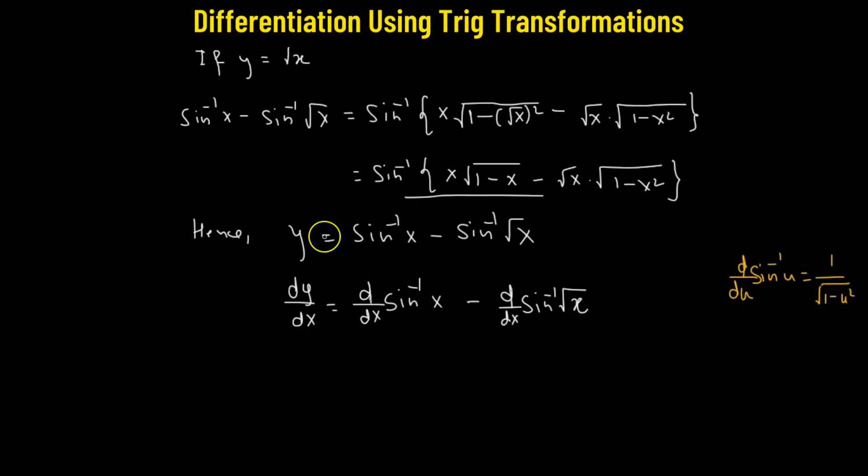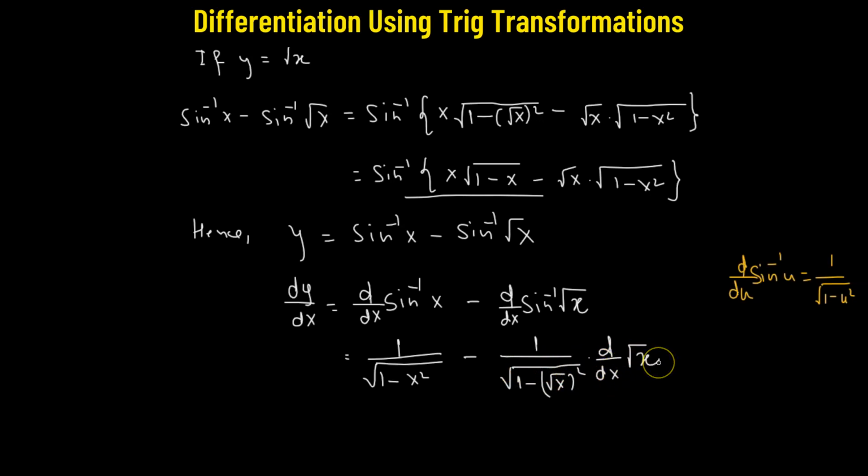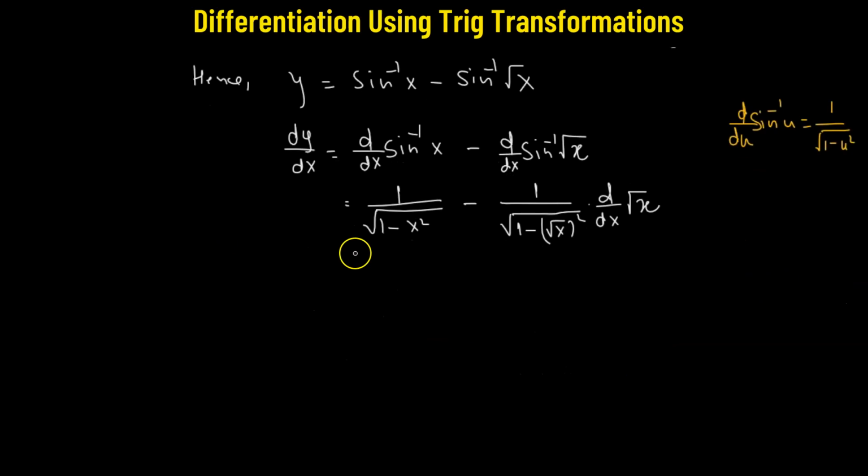So let's use that. Our first derivative will be 1 divided by square root of 1 minus x squared minus, so here we have sine inverse of square root of x, so that will become 1 divided by square root of 1 minus square root of x whole squared. But here we'll have to use the chain rule, so we'll multiply it by the derivative with respect to x of square root of x, which gives us 1 over square root of 1 minus x squared minus 1 divided by square root of 1 minus x.